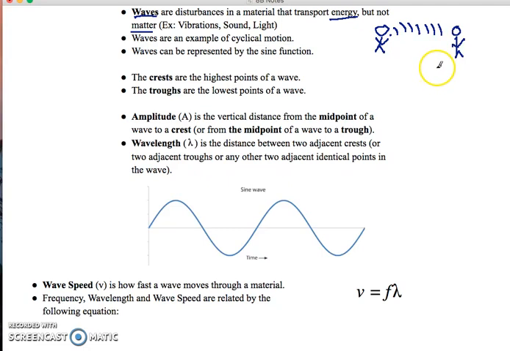So again, that's what a wave is. It's a motion of energy. It's a particular motion of energy, but not the transfer of matter. So waves are an example of cyclical motion.